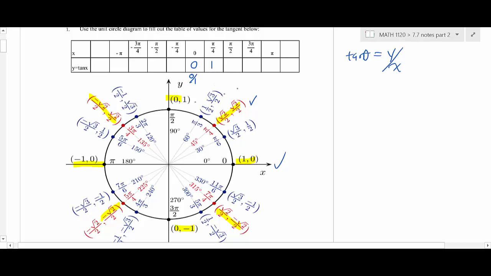Pi over 2. Y over x is 1 over 0. So what's that? Undefined. That's going to mean you're going to have a vertical asymptote. Okay. Then we go to 3 pi over 4. In your head, what's that going to be? -1. It's the same number divided by itself, right? But you have a positive divided by a negative. So that's going to be -1. Okay. Go to pi. At pi, you've got y is 0. X is -1. So you got 0 like that.